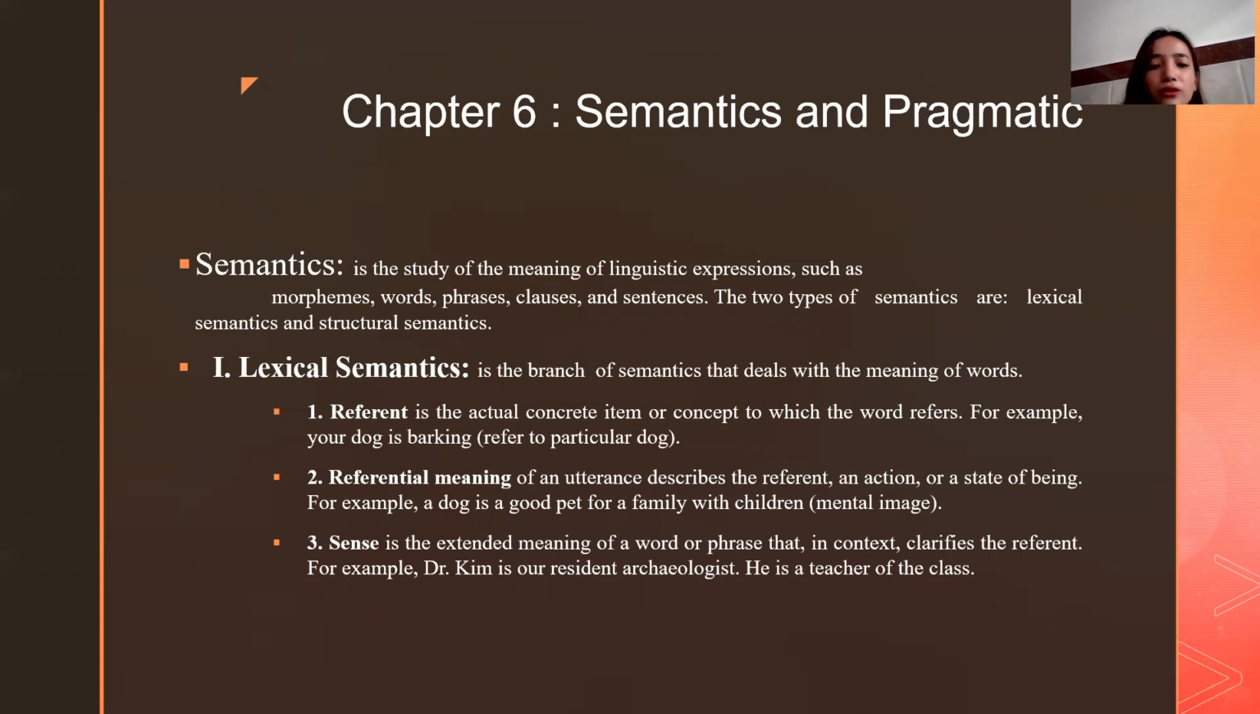For example, "your dog is barking." Referential meaning describes the reference, an action instead of being. For example, a dog is a good pet for a family with children, a comment or image. Sense: for example, "he is a teacher of the class." Sense is the meaning of the word or phrase that, in context, classifies the reference.